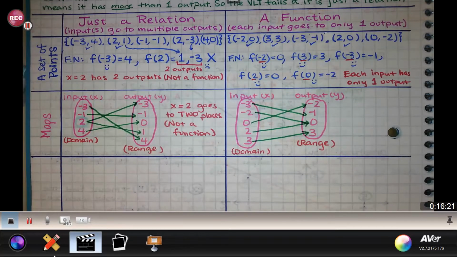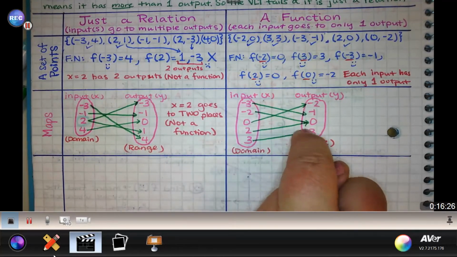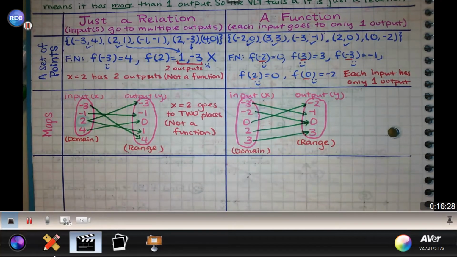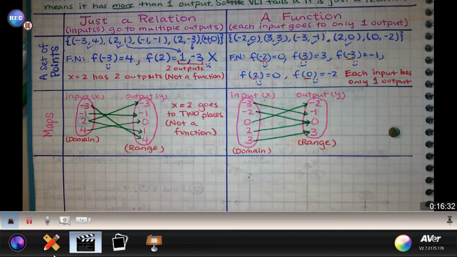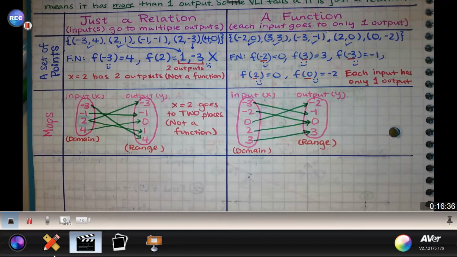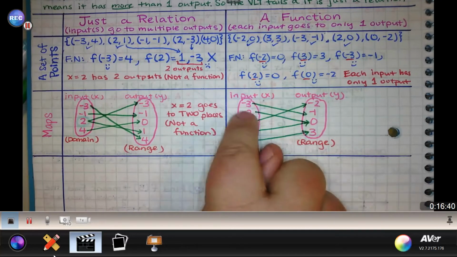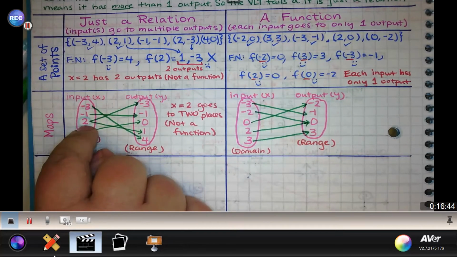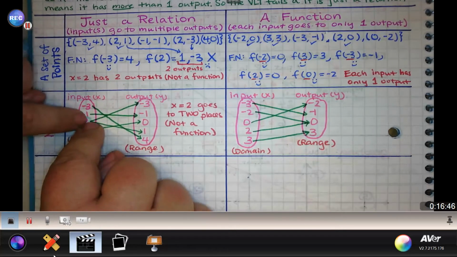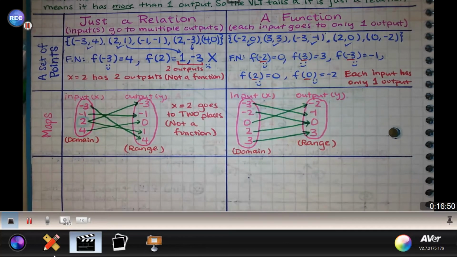Now notice that -2 and +2 both go to 0. That's okay. They can do that. Remember, it's the two buttons on the vending machine giving you the same treat. Or if you think of it in a mapping sense, your friend and you both start at different locations but end up in the same location. That's okay. What's not okay is you physically being one person and splitting yourself into parts to go to these two locations. That's not okay.